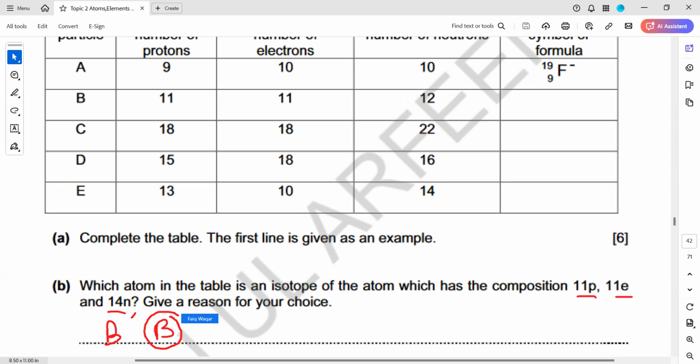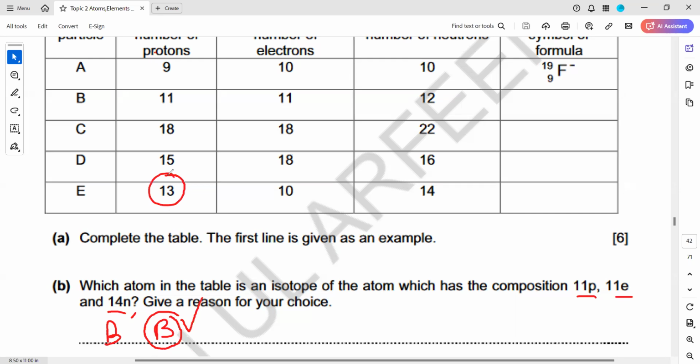Sir, is it enough if I said it has the same number of protons and electrons and a different number of neutrons? Yes, that's it. But mention protons and neutrons in the nucleus, and electrons around the nucleus.